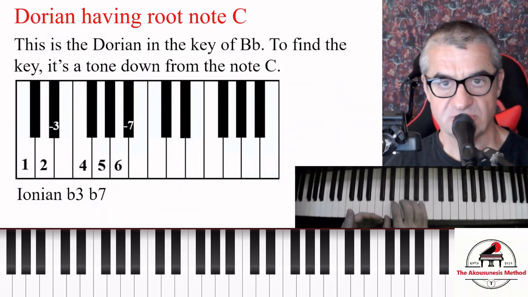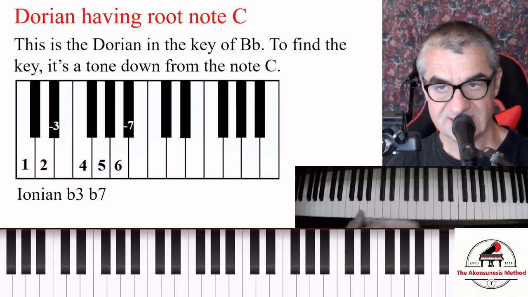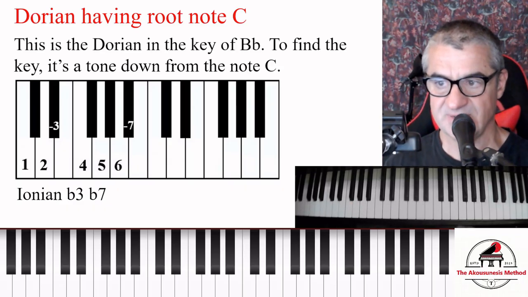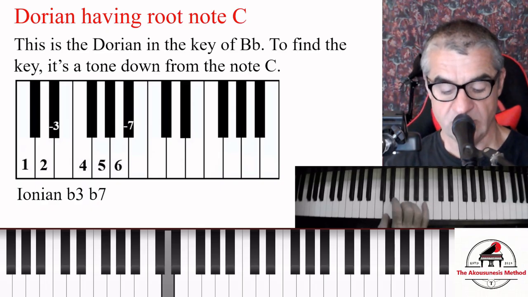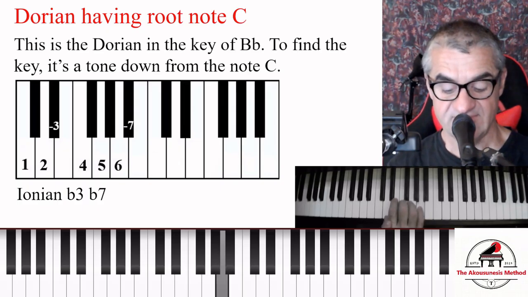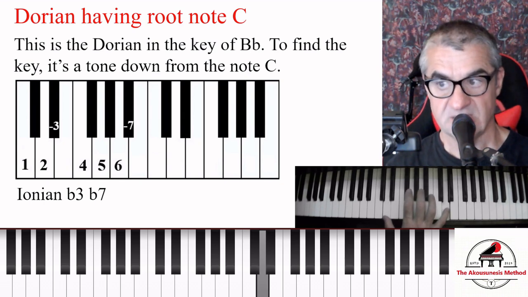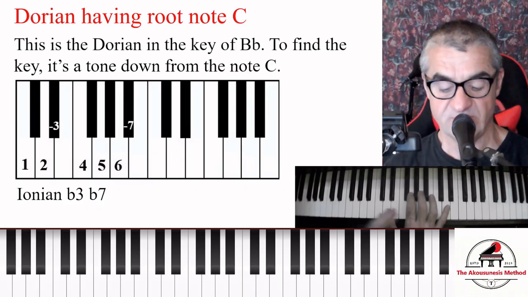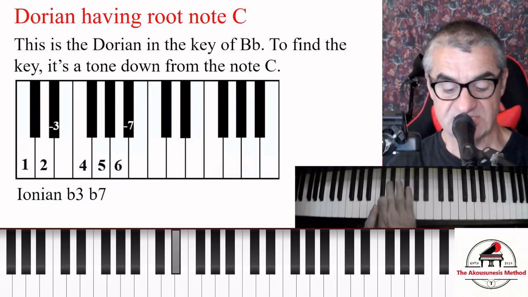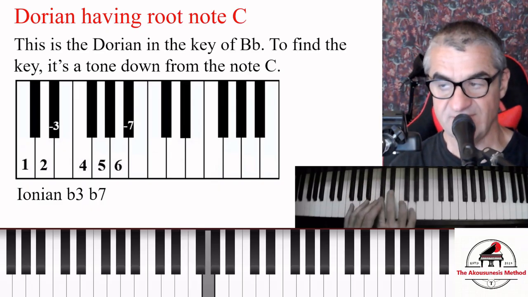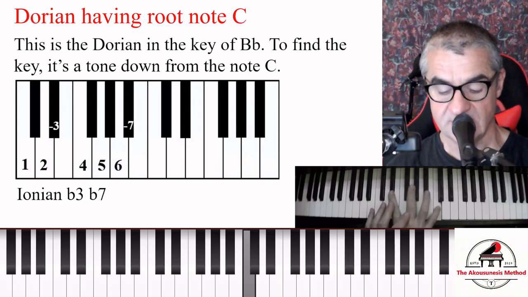The first thing we've got to do to work this out is write down the formula on a piece of paper. I've got it written up there: 1, 2, minus 3, 4, 5, 6, minus 7, and then I've slid it over to the C. Looking at D Dorian, we go root note, 2, minus 3, 4, 5, 6, minus 7, and back to the root note. So we write it down, slide it over, and we want this to be the Dorian now: 1, 2, minus 3 up there now, 4, 5, 6, minus 7, and back to 1.